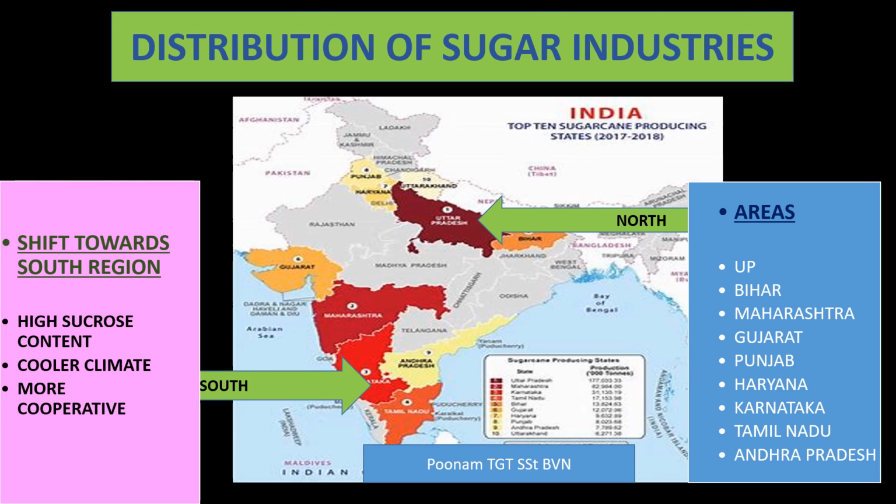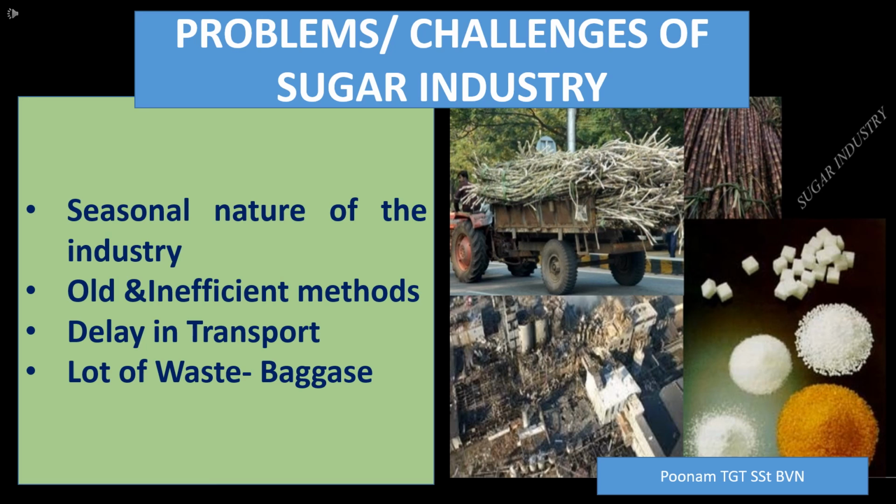Sugarcane that grows here has higher sucrose content. Due to favorable climate, it provides a longer crushing period and growing season. Moreover, cooperatives are successful in these states. Modern mills have more crushing capacities. Major challenges include the seasonal nature of the industry, old and inefficient methods of production, transport delay in reaching cane to factories, and the need to maximize the use of bagasse.